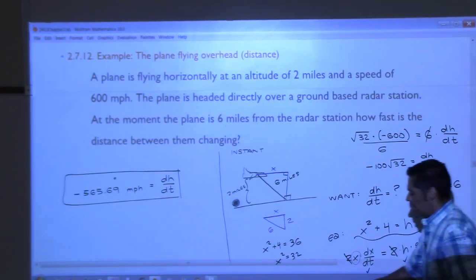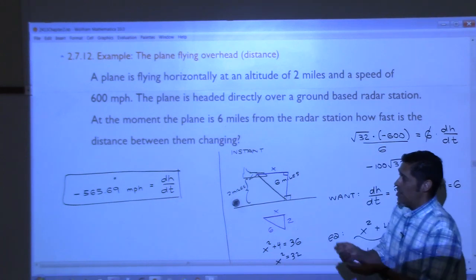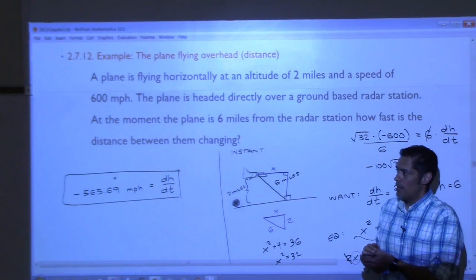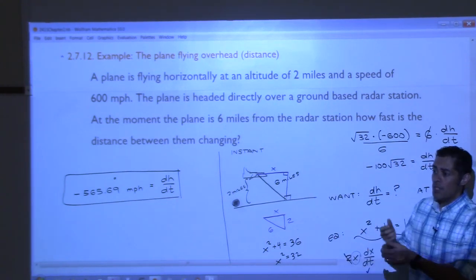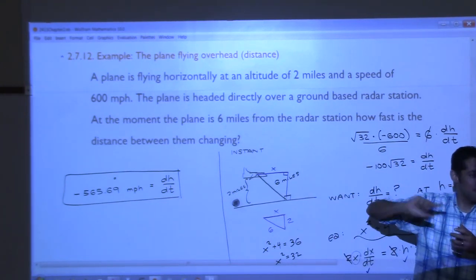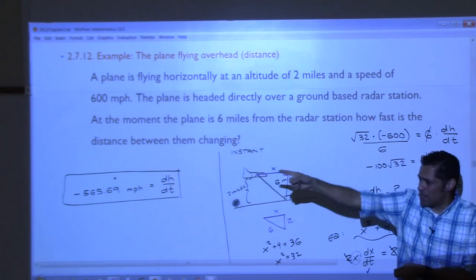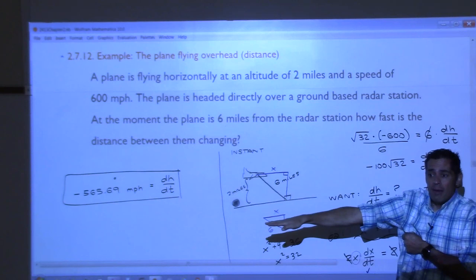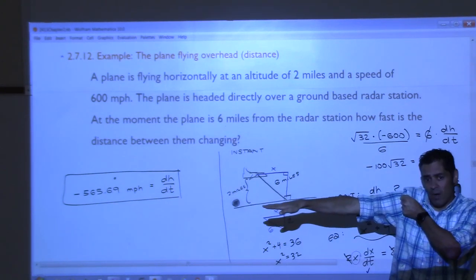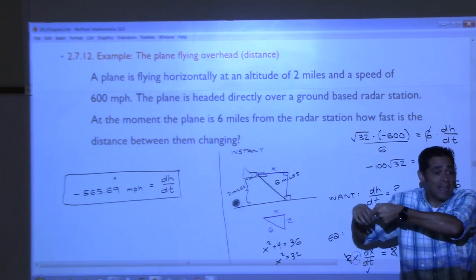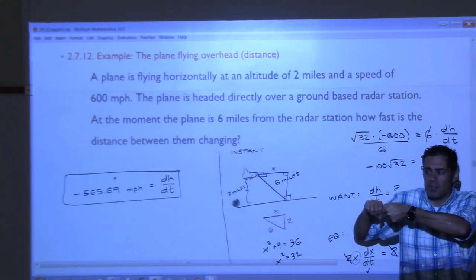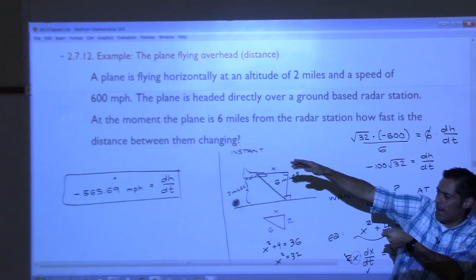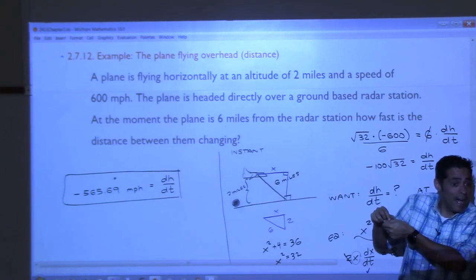So think about this. Let's say you had a rope attached to the plane, and you can pull it in as fast as the plane is moving. If the plane is actually at the same level as I am, at the same height, 2 miles high, then this rope's going to be coming at me at 600 miles per hour, isn't it? But if I'm below the plane, it's going to be coming at me not as fast.